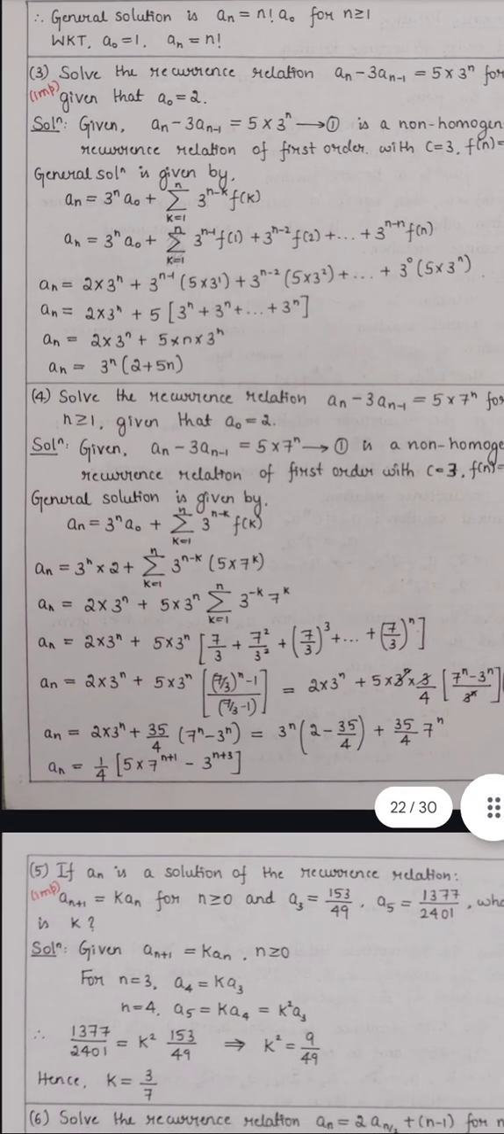2 into 3 power n plus 5 into n into 3 power n. Then 3 power n is common in both. So it is 3 power n times (2 plus 5n).